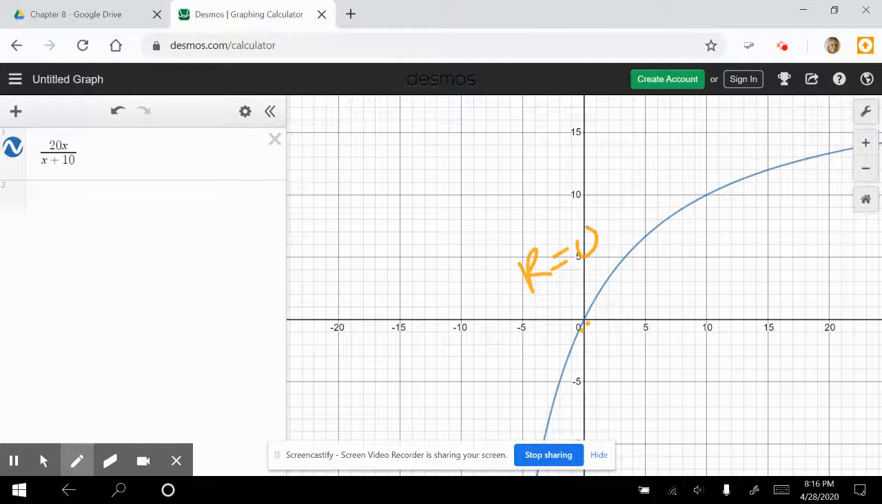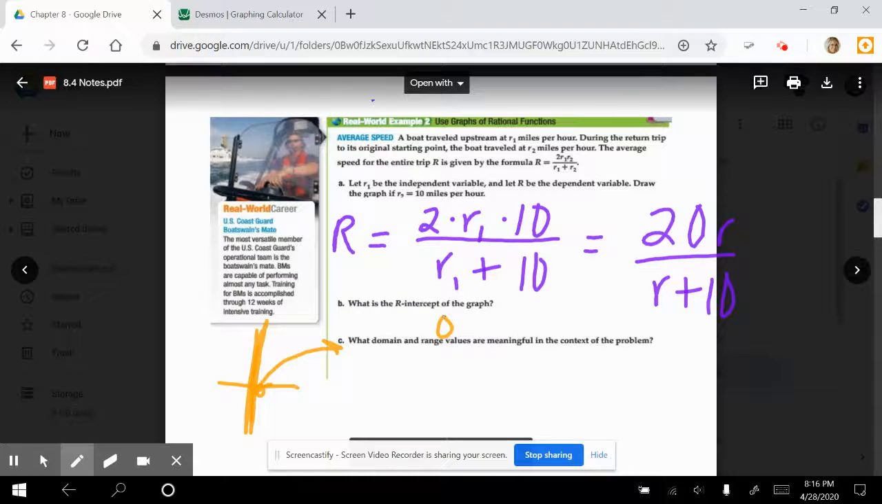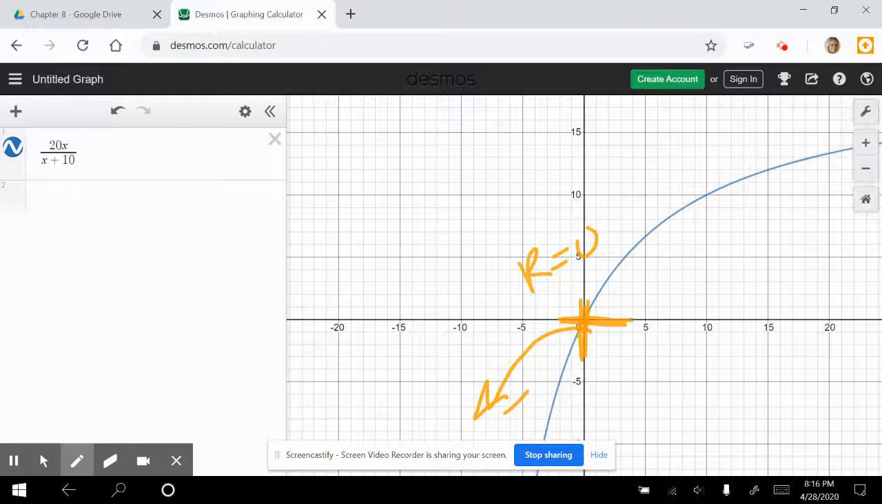What domain and range values are meaningful in the context of this problem? So if I go back, you'll notice obviously you can't have negative speeds, right? So you can't go this way. So really it stops here and it stops here. So when it says what domain and range values are meaningful, you would want x to be greater than or equal to 0, or I guess we're not going to use x's, we'll use r1. So r1 has to be greater than or equal to 0, and big R has to be greater than or equal to 0 as well, right? And if you graph it right here, you'll see that it starts at 0, 0, and it has to go up from here. So that's our domain and range.